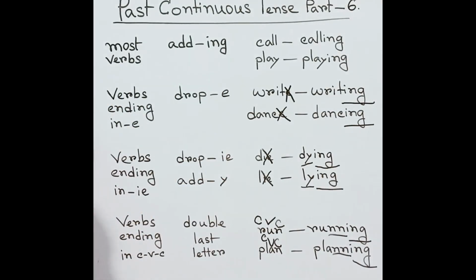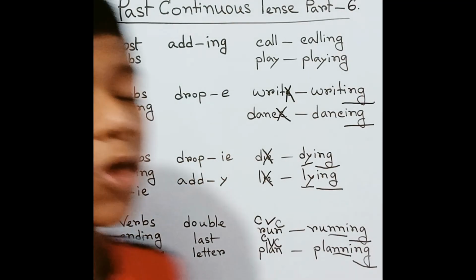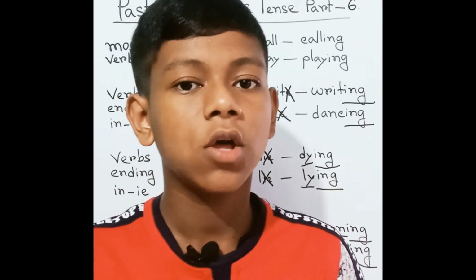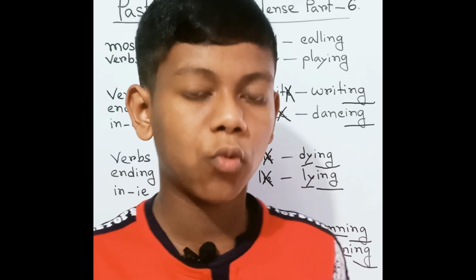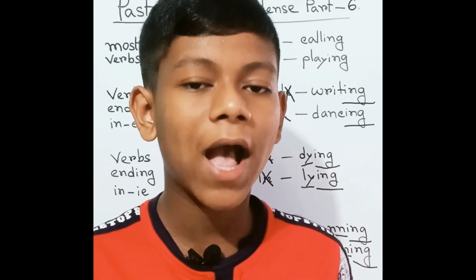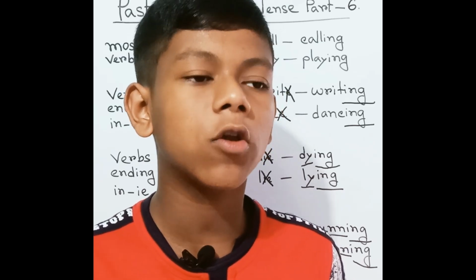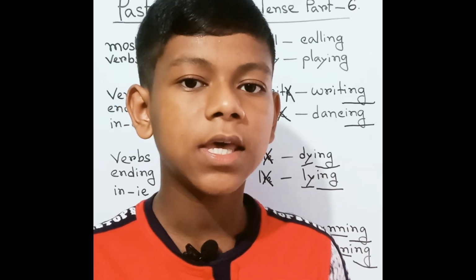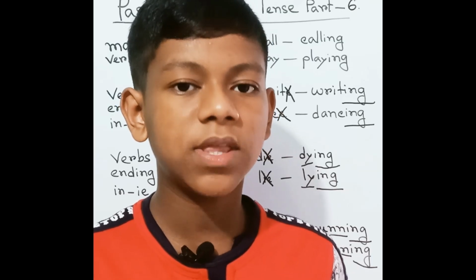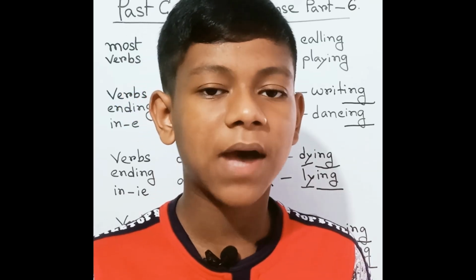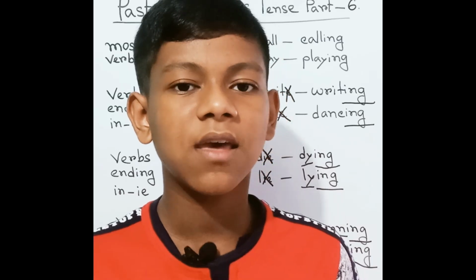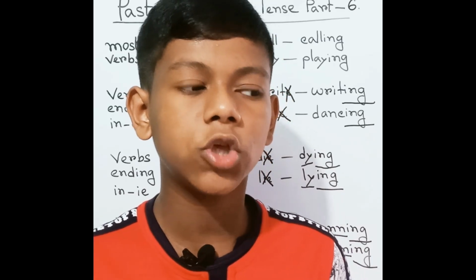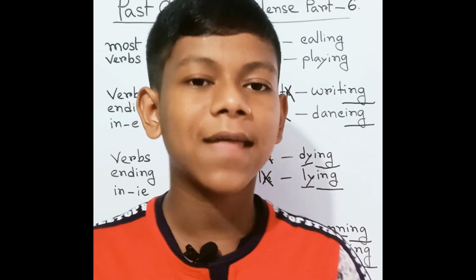So here we have understood the major rules of past continuous tense. These are the spellings. When you read the book and find words of this type, you have to follow the rules and match them with this. By this you can understand, and also you will avoid mistakes about the spellings of the verb in past continuous tense.